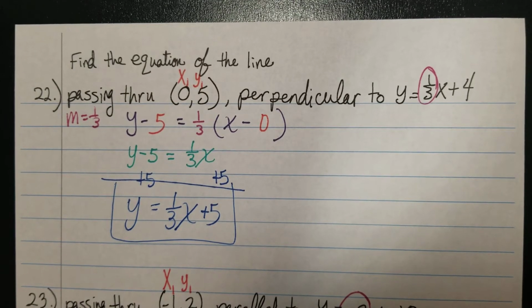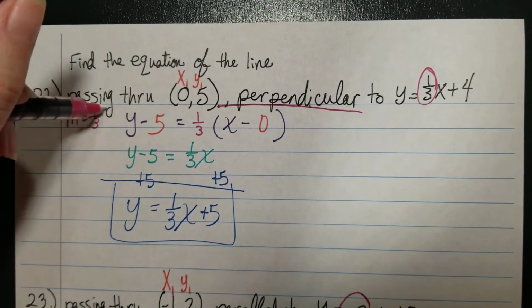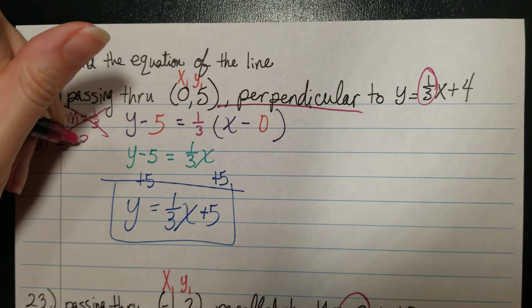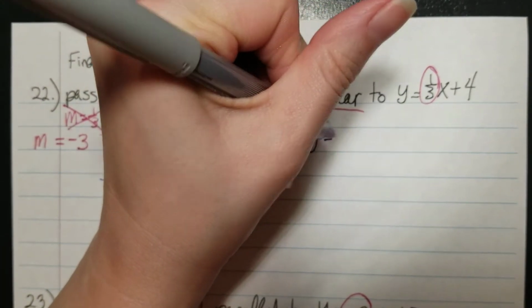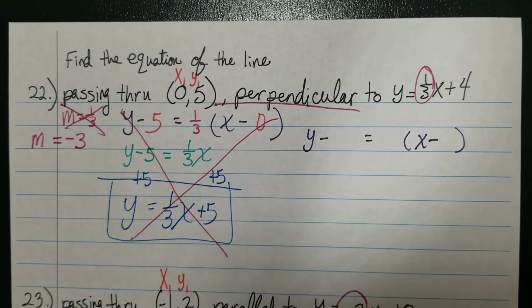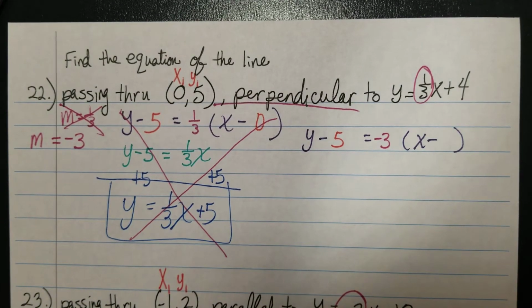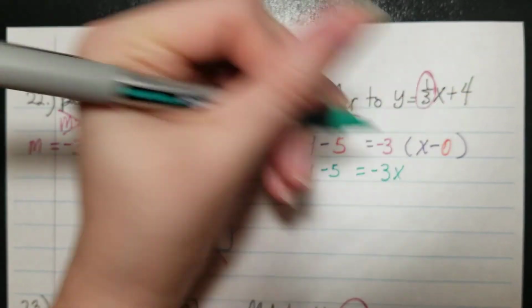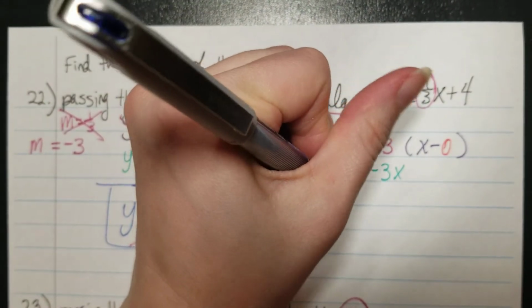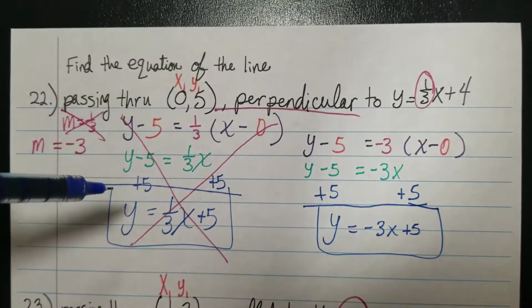Okay. Let's see here. So the slope of this line is 1/3, but the slope of the perpendicular line would be -3. Okay. So all right, so y minus 5 equals -3 times x minus 0. So well, I guess I didn't have to really cross that out. It's almost the same, just the wrong slope. All right. So y equals -3x plus 5.